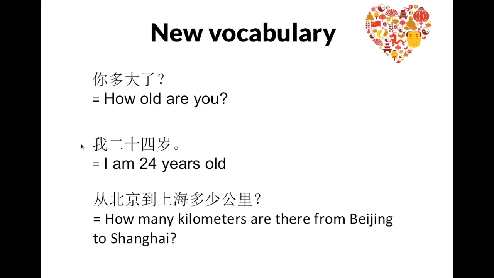The second sentence, which would be the answer to the first one: 我24岁. I am 24 years old. And here we can see how to combine digits into a larger number. So we see 20 means 20. 2 tens is 20, of course. 24. And here comes a bit longer sentence.